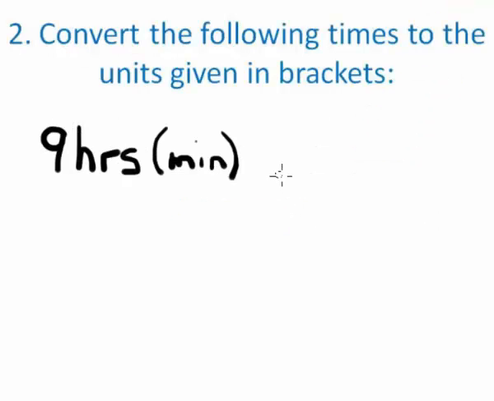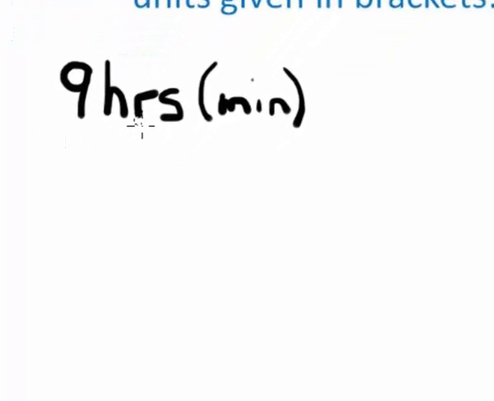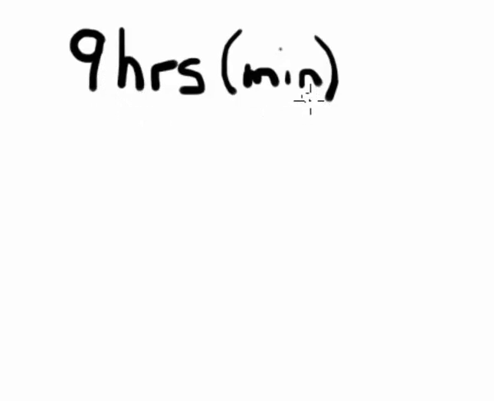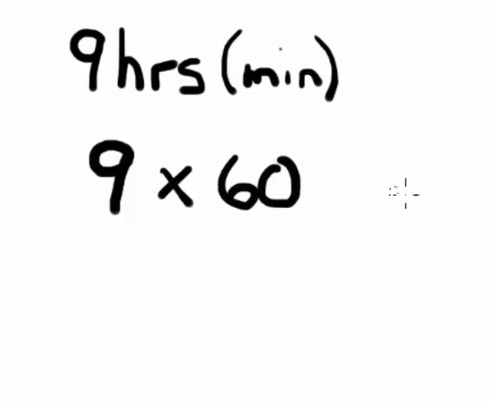Now let's do some conversions. What we're going to do is convert the following times to the units given in brackets. The first one we're going to do is 9 hours into minutes. So we say, okay, we have 9 hours. Now how many minutes are there in an hour? There are 60 minutes in 1 hour.